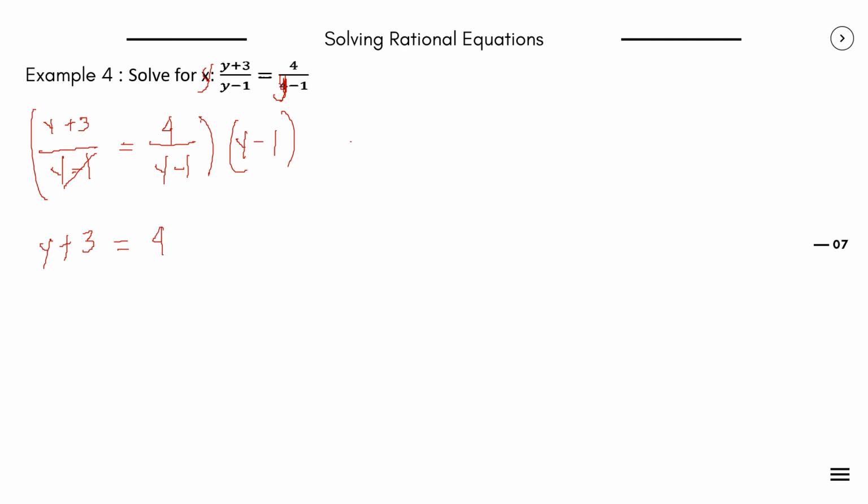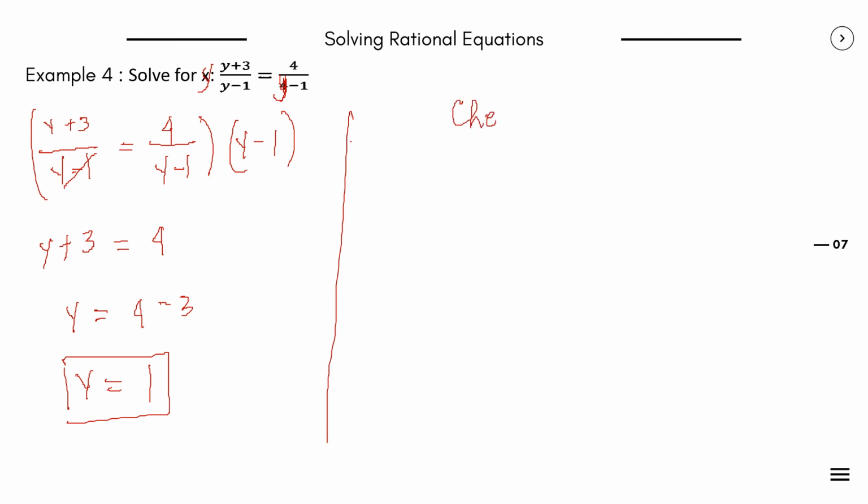So, y is equals to 4 minus 3. So, our value of y is going to be 1. Itong value na to, substitute natin siya for checking. For the value of y, substitute natin siya sa original equation natin. It's going to be y plus 3 over y minus 1 is equals to 4 over y minus 1.